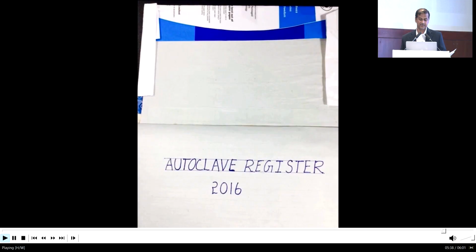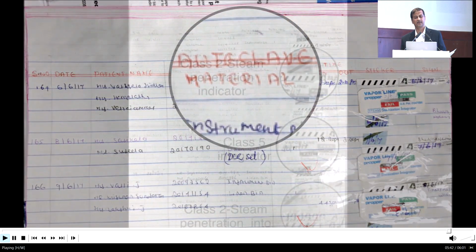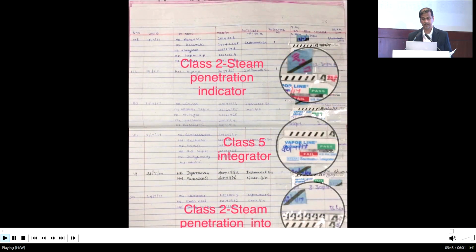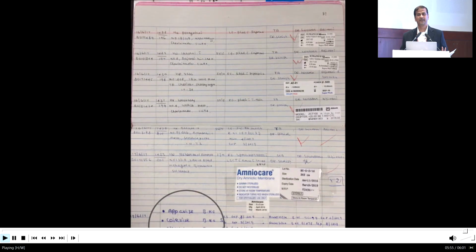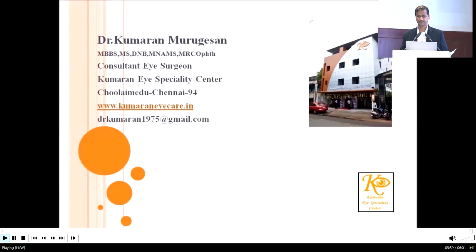And after this, all the indicators which you have run, the Bowie-Dick, the class 5, the class 6 indicator with the biological indicator, have to be recorded in a notebook, as Dr. Nirmal has highlighted. So this is the entire process, how the validation of your autoclave process works. Thank you.